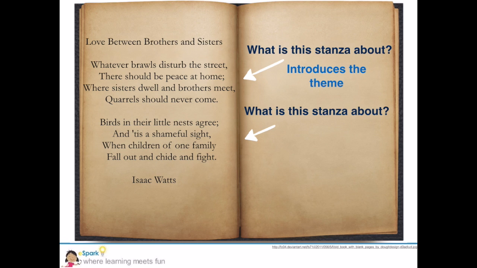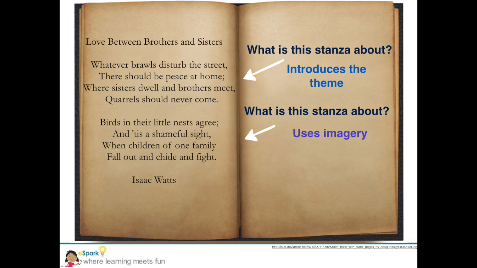I'll do the same thing for the second stanza, thinking, what is this about? This stanza uses imagery, little birds, to further convince the reader of the importance of peace at home. When I read that, I kind of imagine little birds frowning at me if I were to fight with my sister, and who would want birds to frown at them?